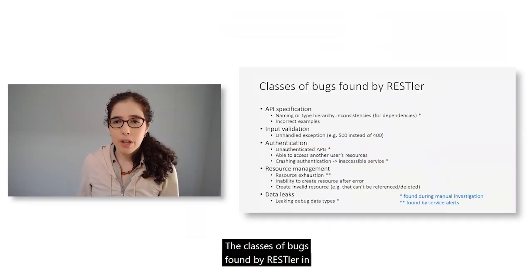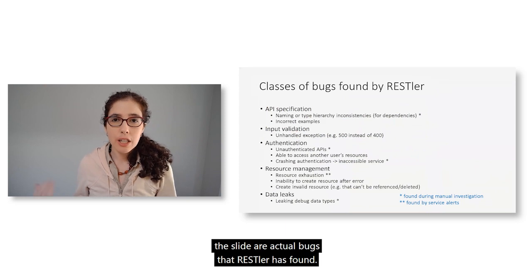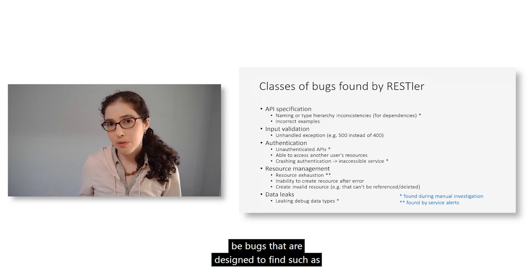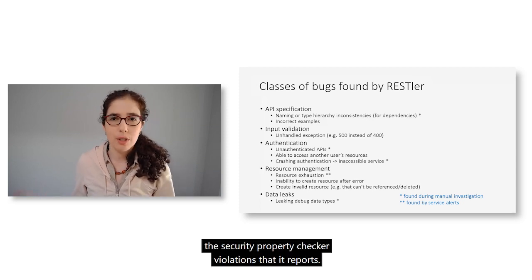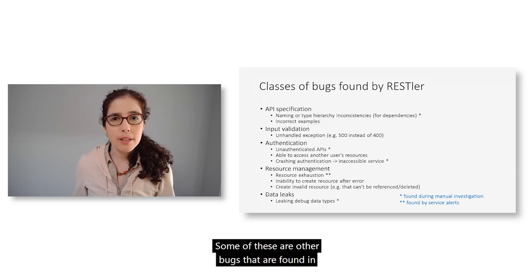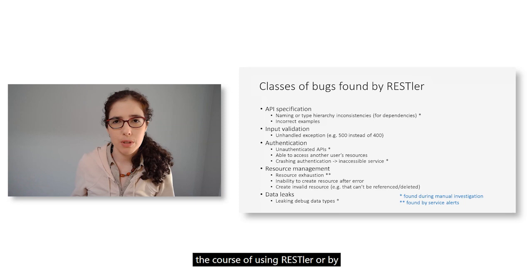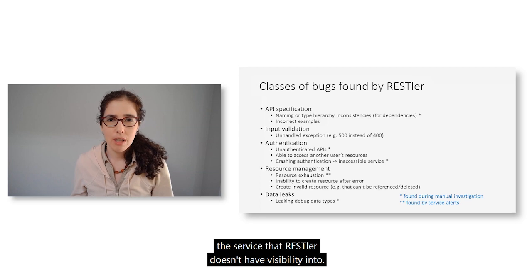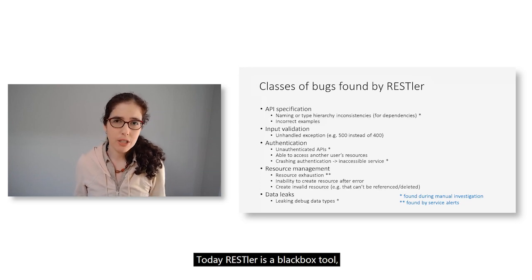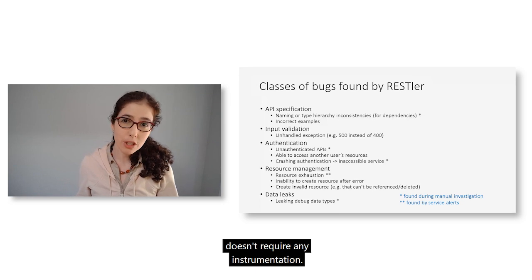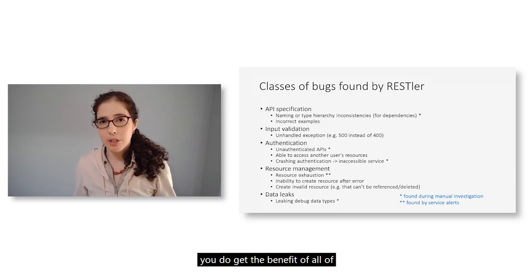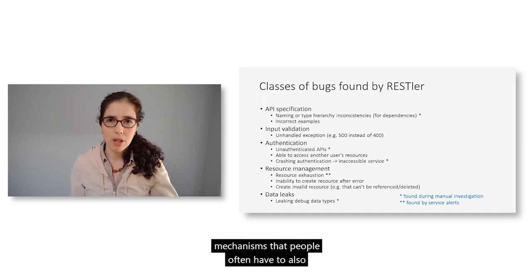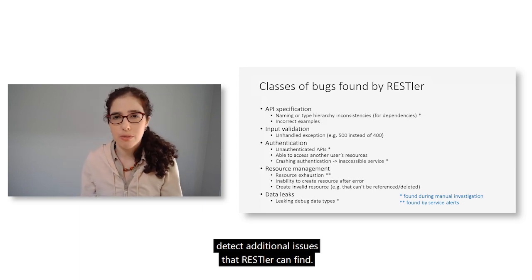The classes of bugs found by RESTler in this slide are actual bugs that RESTler has found. Some of these are going to be bugs that it's designed to find, such as 500 error codes and the security property checker violations that it reports. And some of these are other bugs that are found in the course of using RESTler, or by alerts that fire when you use RESTler on the service, that RESTler doesn't have visibility into. So today RESTler is a black box tool, and doesn't require any kind of instrumentation, but of course when you run it, you do get the benefit of all of that backend alerting and standard mechanisms that people often have to also detect additional issues that RESTler can find.